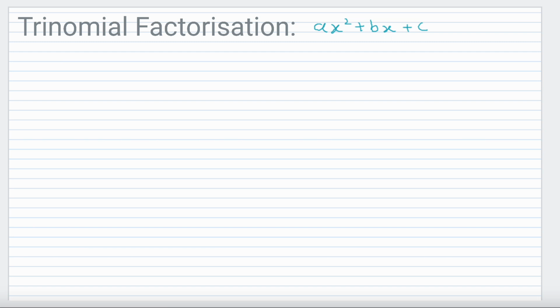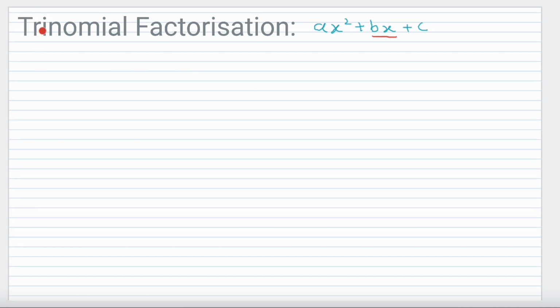to factorize this one, what we have to do is split the middle term bx into two parts so that their product is equal to AC, and their sum or difference will be equal to B. So how can you understand this one?